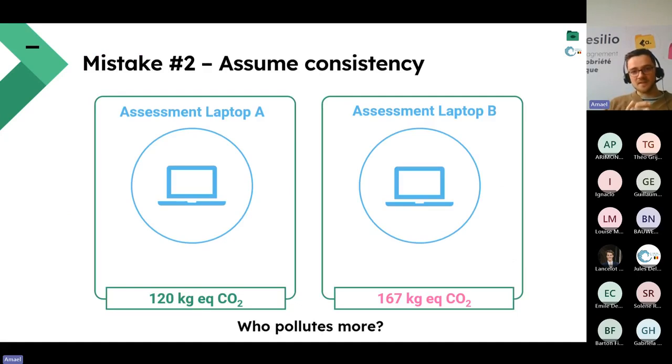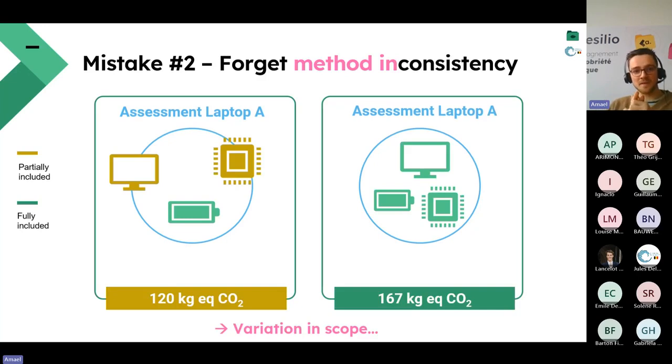Second mistake, which is all about inconsistency. Now we have laptop A and laptop B information from provider A and provider B. I have those price tags. One is 120, one is 167. Easy to guess who pollutes more. Yes, but we can have inconsistency in background methodology. One of the two assessments may have included more than the other. We're not sure that both of them include the same things. One may include the manufacturing of the screen and the manufacturing of the CPU, the processor, but maybe the other will not, or only partially include them, which makes a bias in your result. You need to compare only things that could be compared. This is a bias in methods that we want to avoid, because it would lead us to go in the wrong direction, which is the opposite of what we want to do.